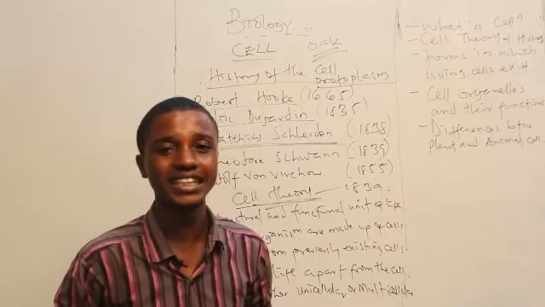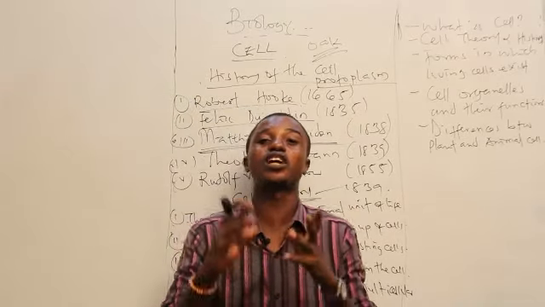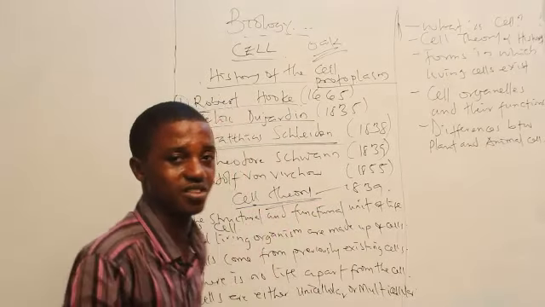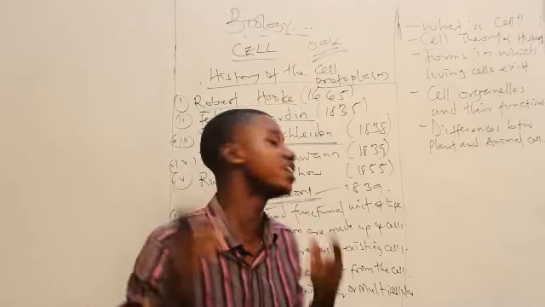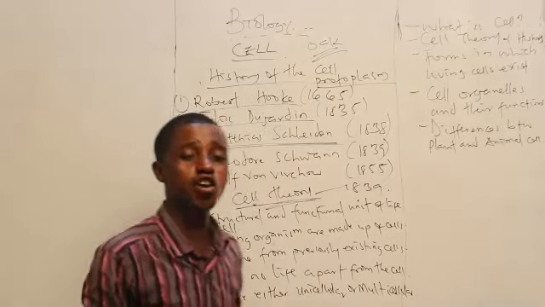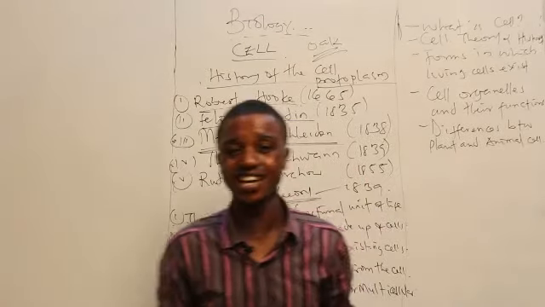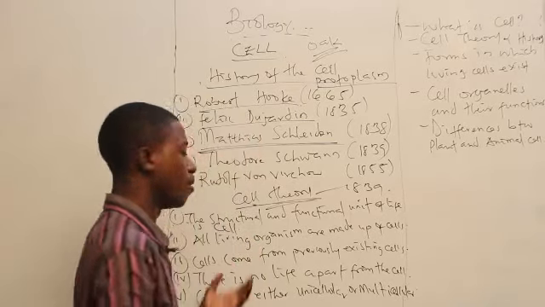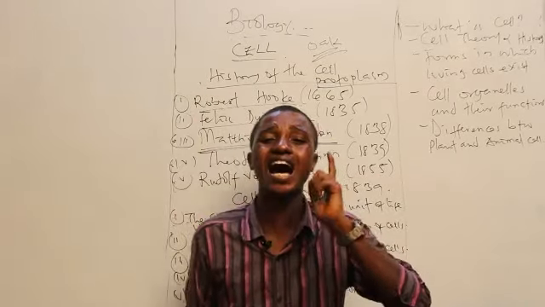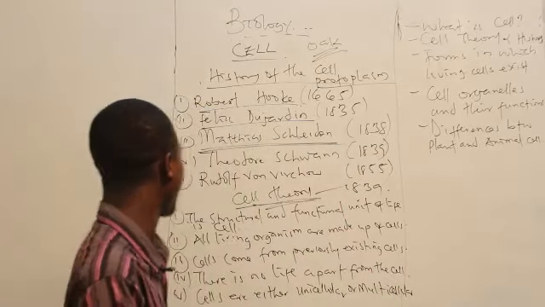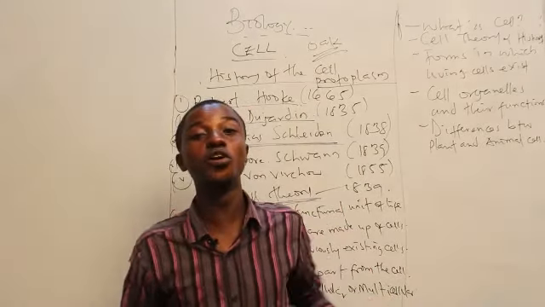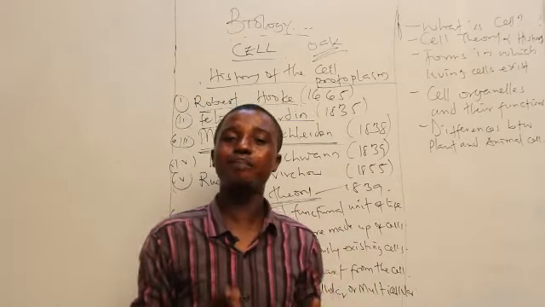Number 1, I take it from the beginning. The cell is the structural and functional unit of life. Number 2, all living organisms are made up of cells. And number 3, cells come from previously existing cells. Number 4, there is no life apart from the life of the cell. I love this. In other words, no cell, no life.